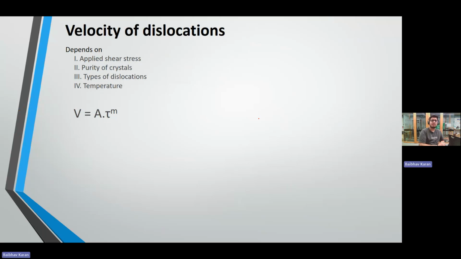And this velocity of dislocation depends on the applied stress on the material, purity of the crystal, types of dislocations, and the temperature of the material, the temperature at which that movement of dislocation is happening.